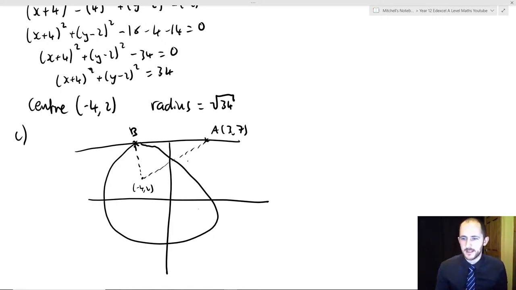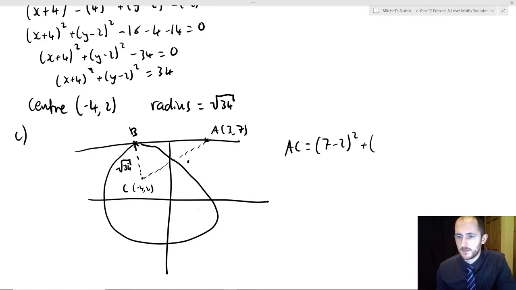If I find this length here, this length I already know what it is. It's the radius, which is square root 34. Then I can just use simple Pythagoras to work out what the length AB is. Let's call this point C. So AC is going to equal... sorry, I'm going absolutely crazy here. All we need to do is subtract those two and add them together.